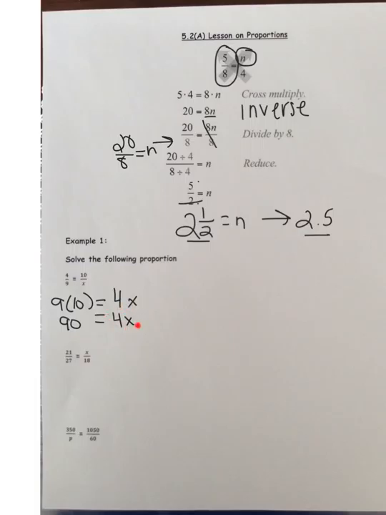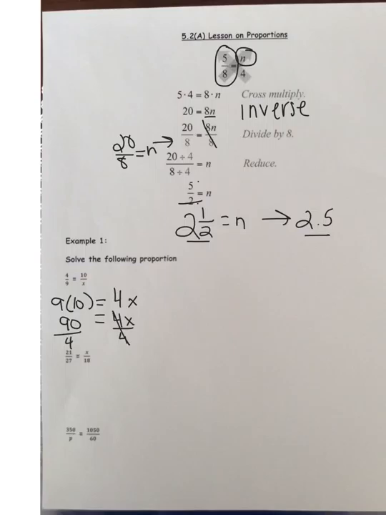What's happening here to x? Well, x is being multiplied by 4. I want to do the inverse operation to get x alone. Whatever I do to one side, I have to do to the other. To get rid of that 4, I want to divide each side by 4. My 4's cancel out, and I end up with 90 over 4 equals x.